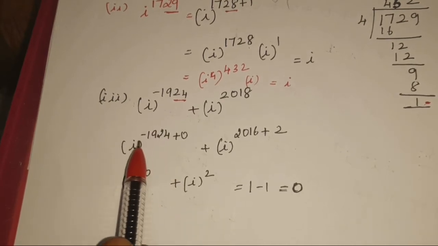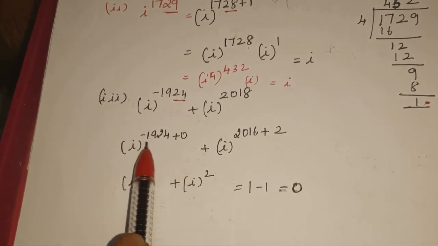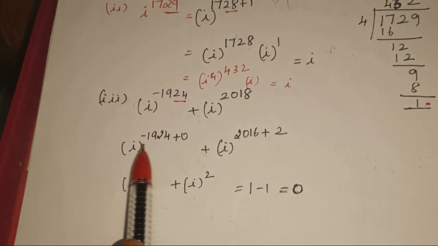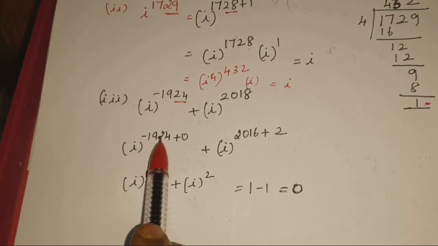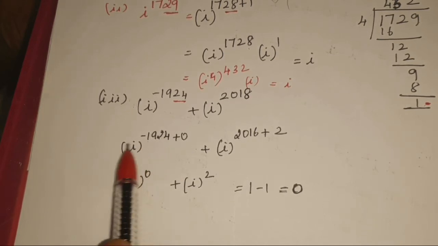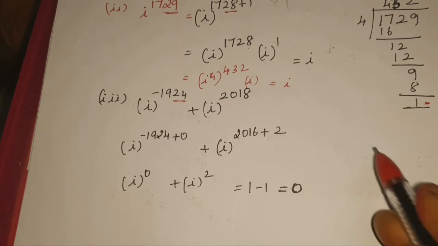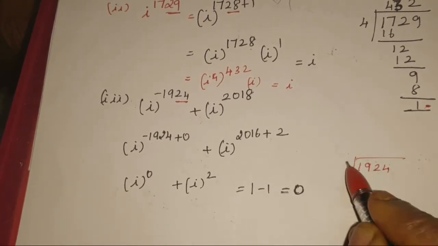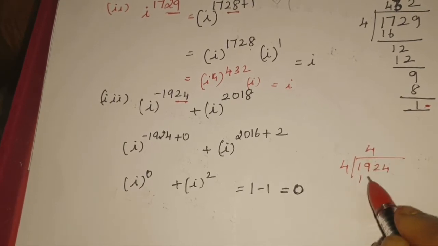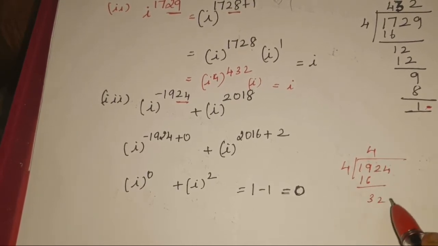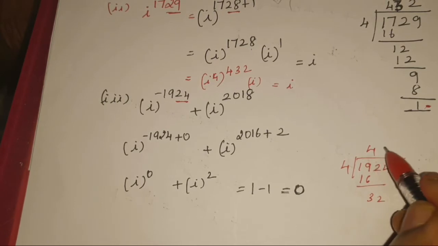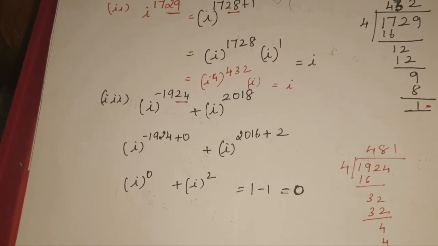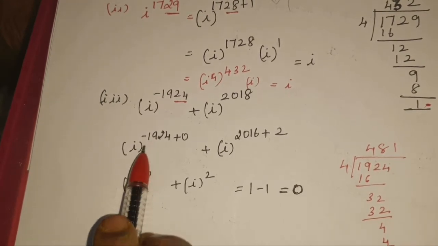Therefore, i power minus 1924 plus 0. i power 4. If it is divisible by 4, the value becomes 1. This is i power 4, the whole power. If you divide 1924 by 4, 4 4s are 16, 19 minus 16 is 3. 8 4s are 32, remainder is 4. 1 4 is 4 also. The remainder becomes 0.